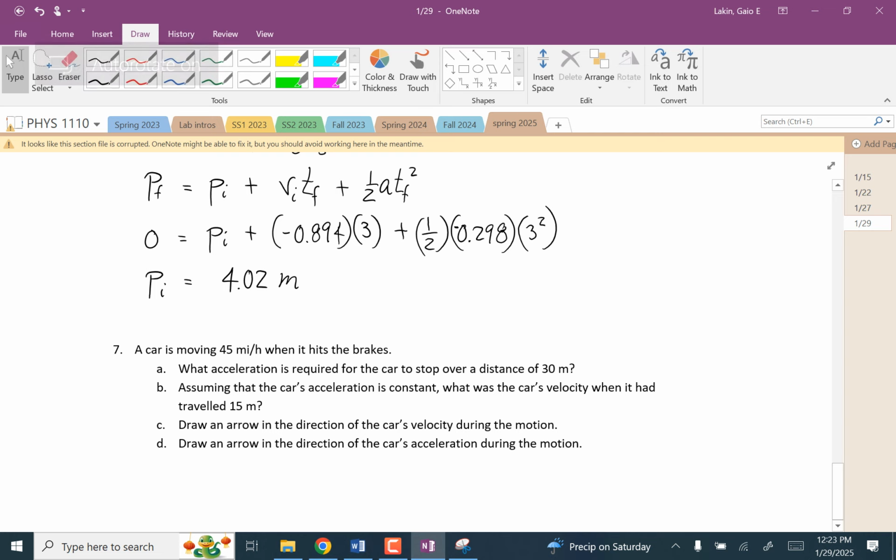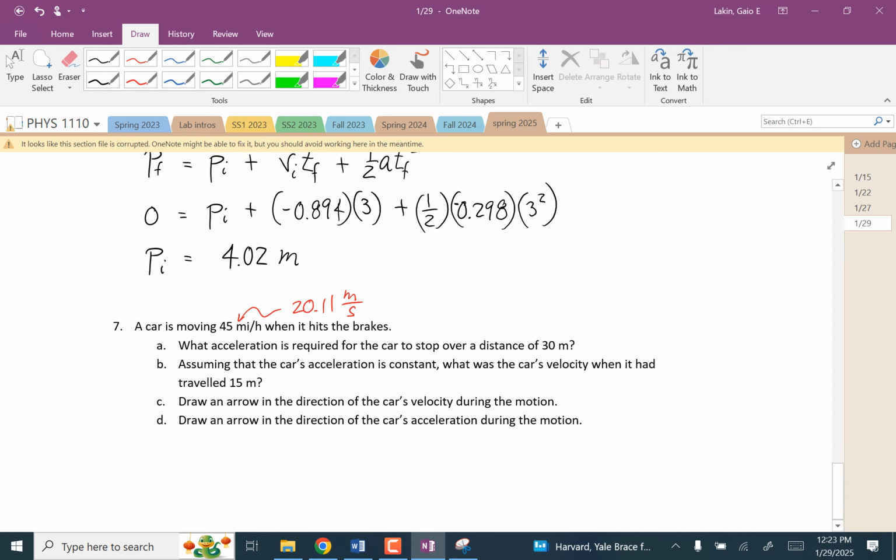Okay, so it's going 45 miles per hour, which is 45 times 0.447, this is about 20.11 meters per second. Everything else is already in SI units.